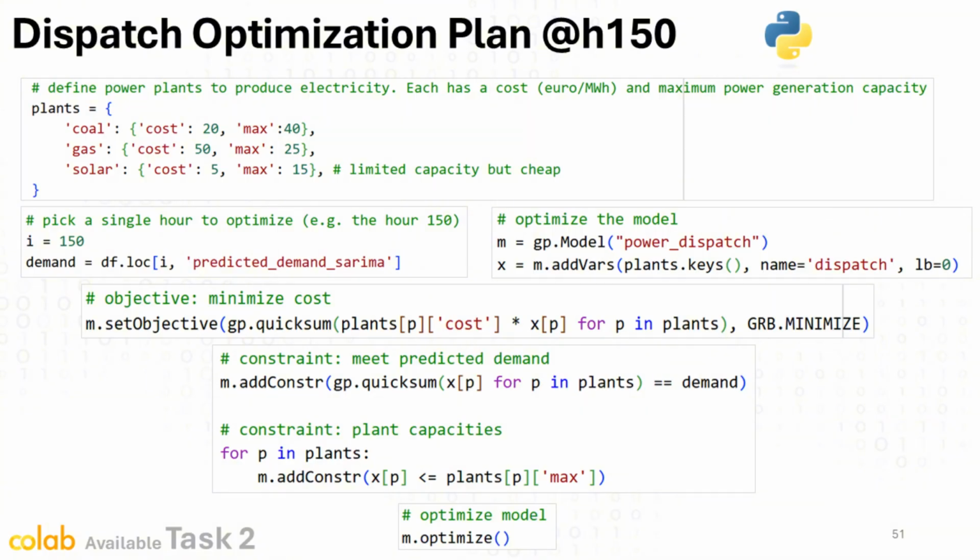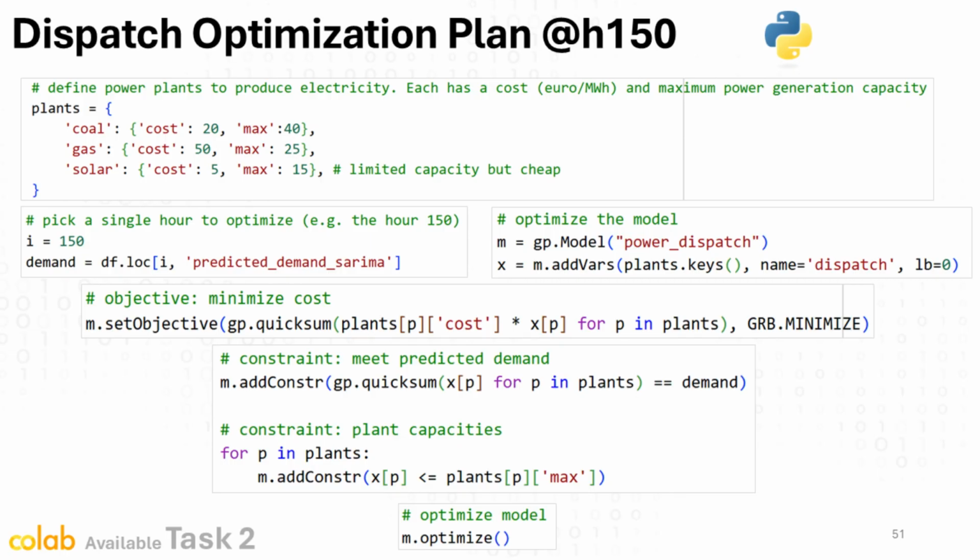We begin by defining our generation fleet as a dictionary, incorporating the parameters we discussed earlier. Coal, costing €20 per megawatt hour with a 40 megawatt capacity. Gas, our expensive backup, at €50 per megawatt hour with a 25 megawatt capacity. Solar, our priority source, costing only €5 per megawatt hour, though capped at 15 megawatts.